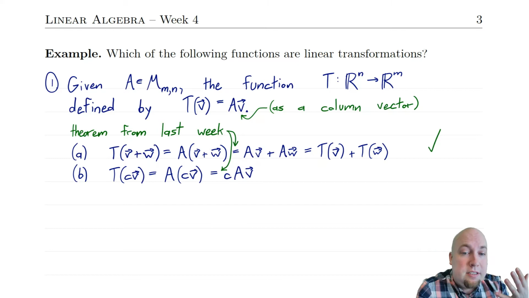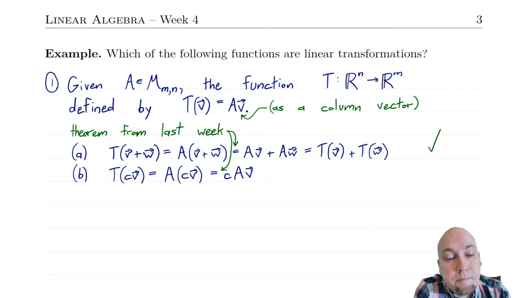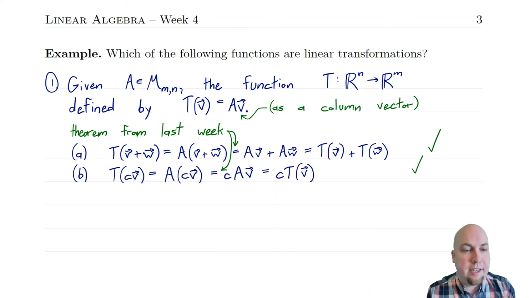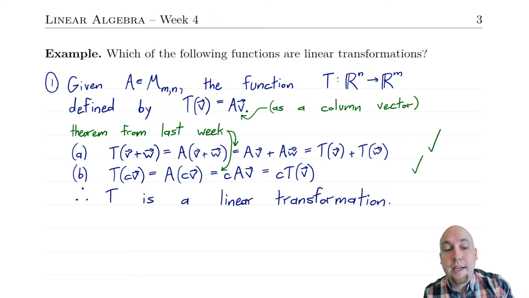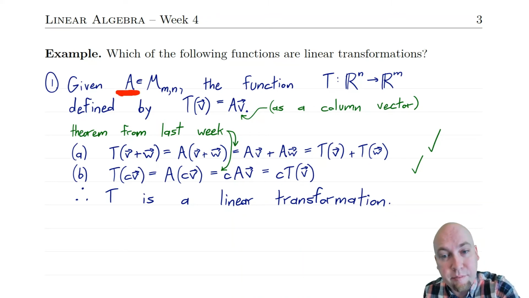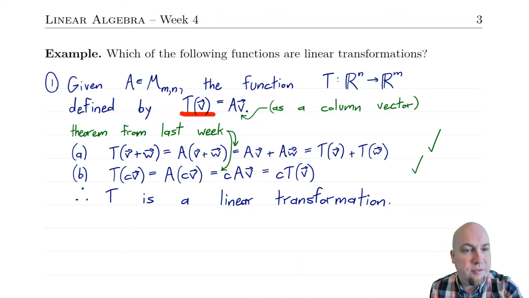Again, this is from a theorem from last week, one of our theorems that told us properties of matrix multiplication. And now AV, oh good, that's just T of V again. So I can substitute back in via the definition, and I get exactly what I wanted. So property B of linear transformations is also satisfied. Because both properties A and B are satisfied, yes, T is a linear transformation. No matter what matrix you give me here, the function T of V equals A times V is a linear transformation.